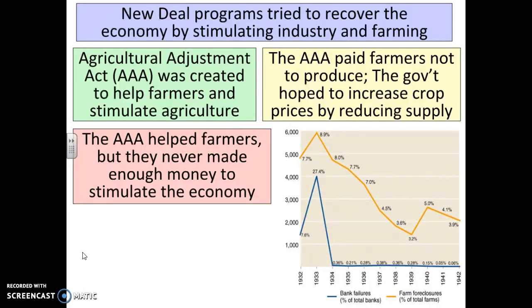It did help farmers with bank foreclosures, but it never really did anything to stimulate the economy. A lot of farmers eventually leave that industry because, with technology, there's just too much production. You don't need as many hands to create this. We talked about that multiple times, where fewer and fewer people are needed to farm to create the supply needed.